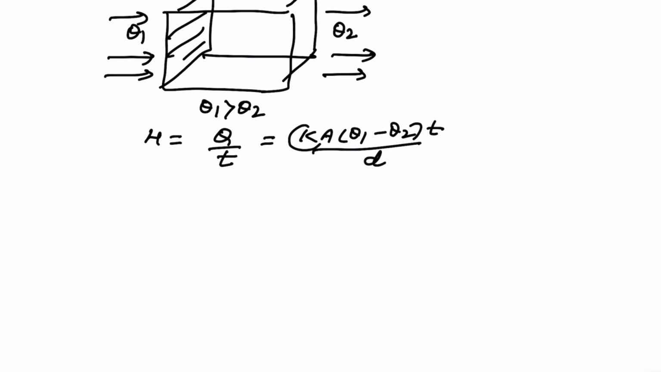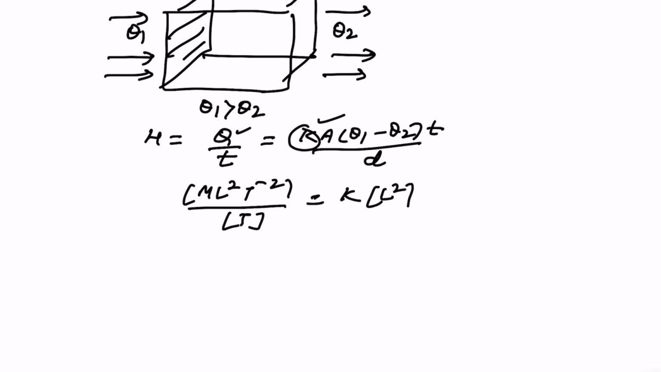Now, in case I want to find the dimension of K, Q is heat. Heat is a form of energy, so it has a dimension ML2 T minus 2. This is time, so T. Area will have a dimension of L square. And the dimension of temperature is denoted by theta. Now, this I have already taken here, so I will not write it here. Upon what is the dimension of this, d distance, L.